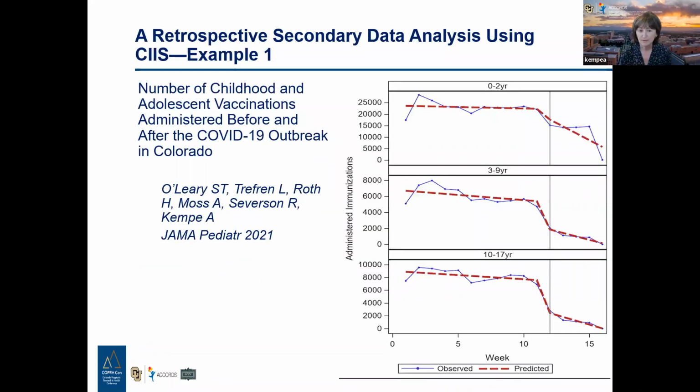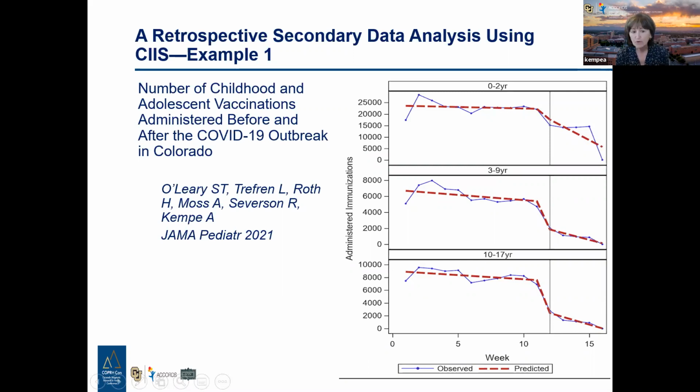So I'm going to quickly present 2 examples. And the reason I'm doing this is most people think of just retrospective data analysis is what you could do with such a data set. And I want to make the point that you can do a pragmatic trial using CIIS, for example. So here's a classic retrospective secondary data analysis. It's very topical.